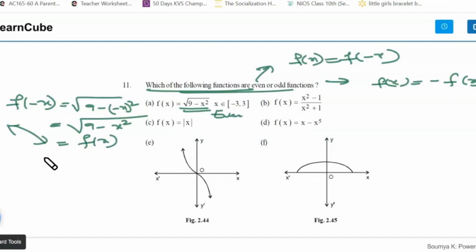Then for the second function also, let's consider minus x. If you use f of minus x for this one, it will be minus x the whole square minus 1, minus x the whole square plus 1.